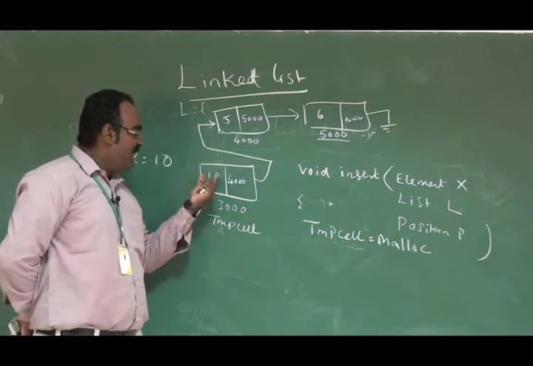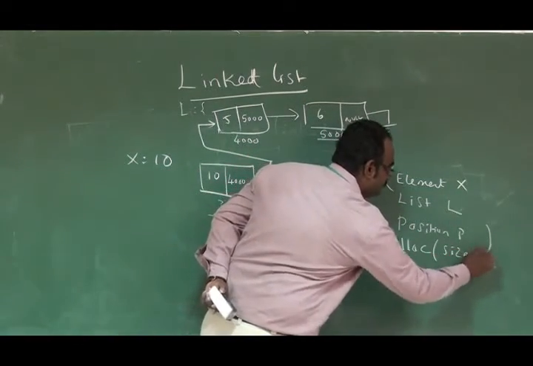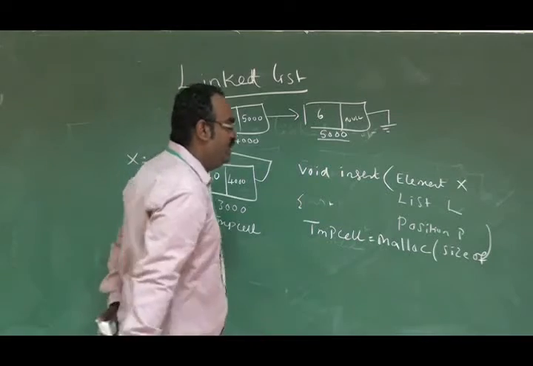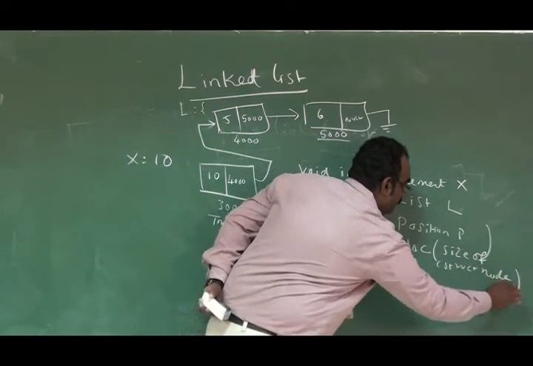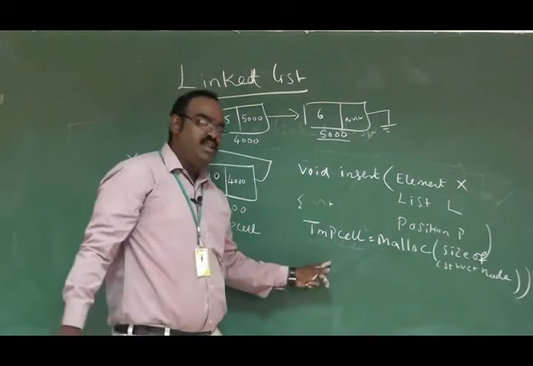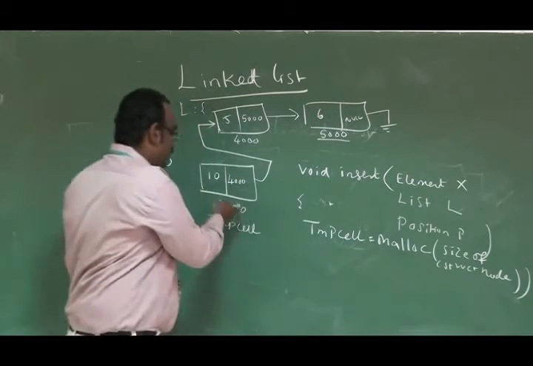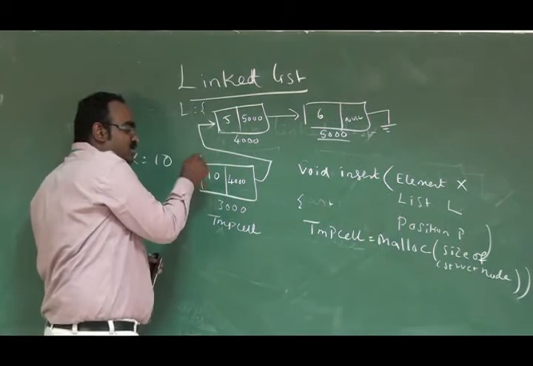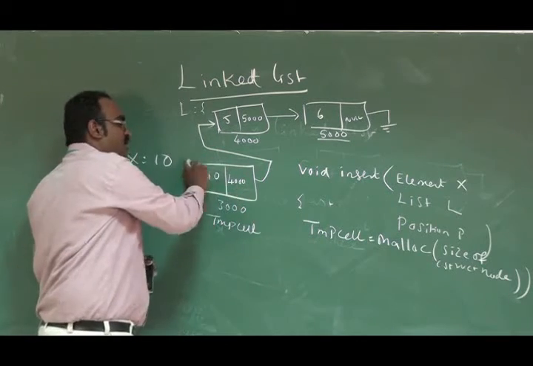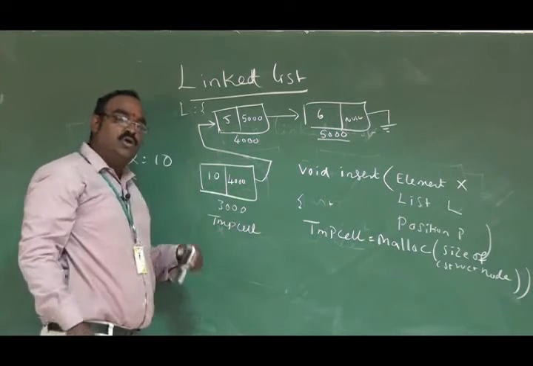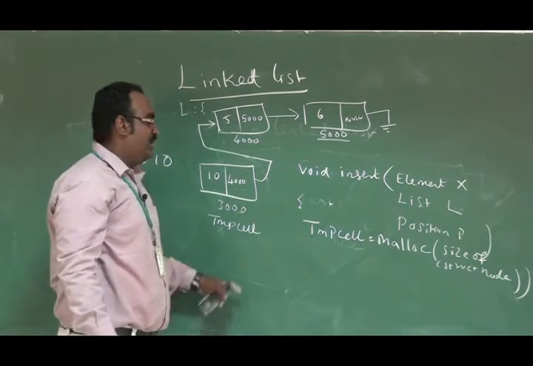So 2 bytes are to be allocated for this 10. For malloc, what is the size? We use sizeof for the particular node, struct node. So the temp cell gets its memory allocation. What is the size of the node? We are creating 10, which is 2 bytes. So the compiler understands through the malloc operator that 2 bytes are allocated for this node. A node consists of the data value and the pointer, which is called temporary cell. So now it is created.